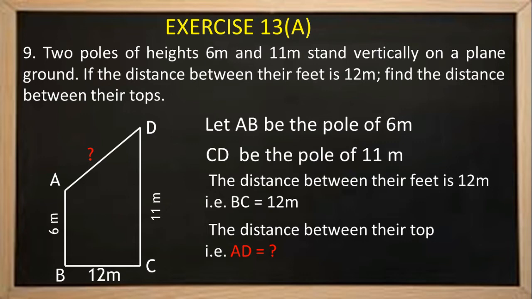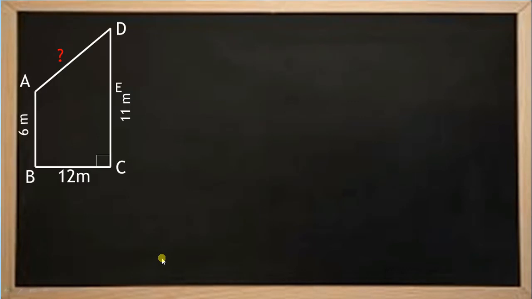If we observe here, at the point C, we can notice a right angle, because a pole will always be perpendicular to the ground. Here we have an angle of 90 degrees. But as I need AD, and AB and CD are parallel, as they are standing at a distance of 12 meter, from the point A, I can draw a perpendicular line to CD such that this distance will be equal to 12 meter.